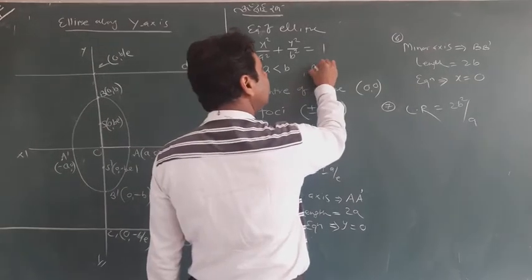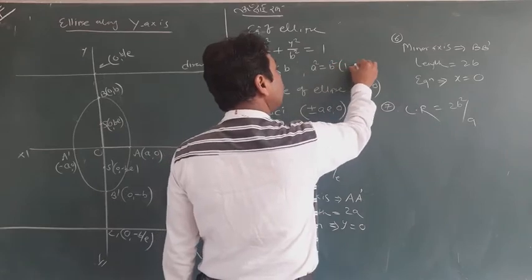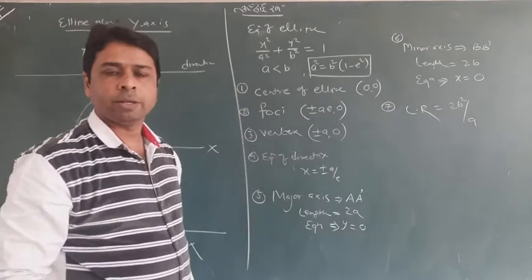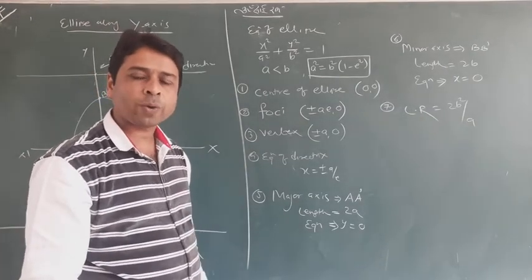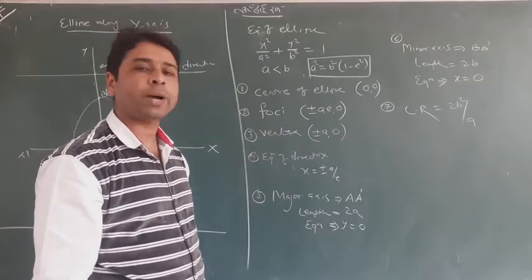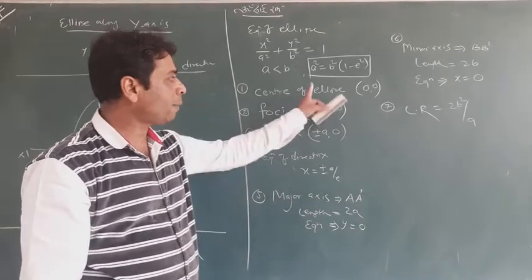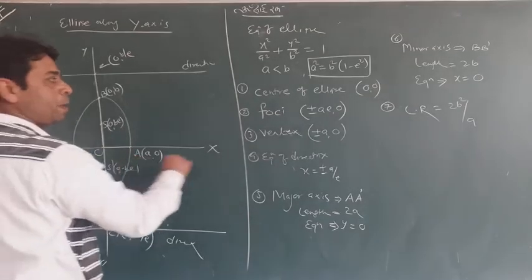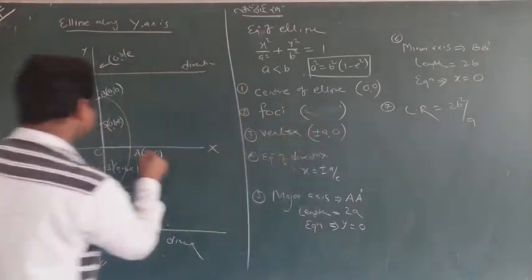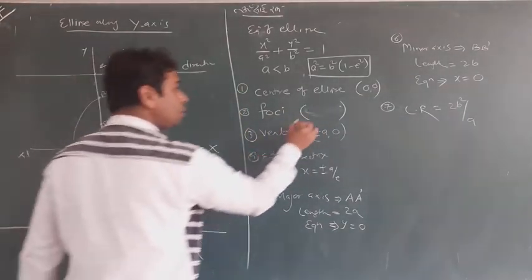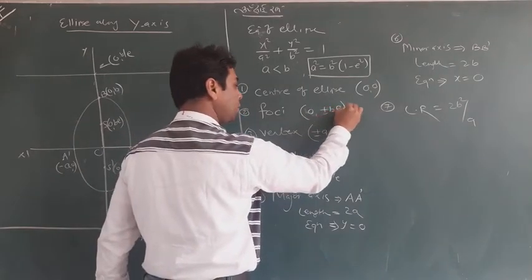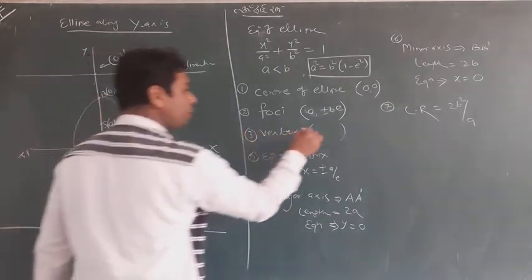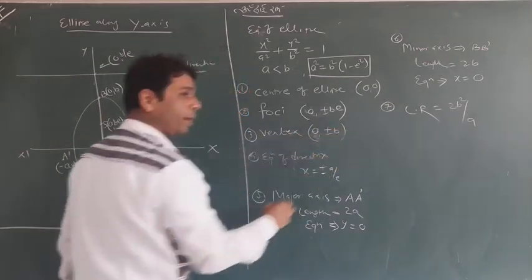And this time a square will be defined. You remember that, it is very important. I changed it. Last time b square was defined by a square into 1 minus e square. This time a square will be defined by b square into 1 minus e square. And now I will change all. Look at the center of the ellipse, same. Foci is 0, plus minus be. Vertex changes: vertices A and A dash become 0, b and 0, minus b.